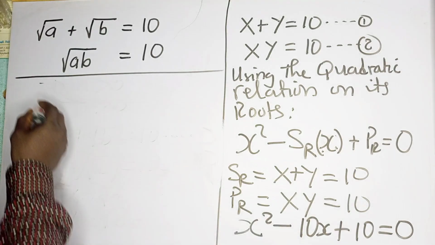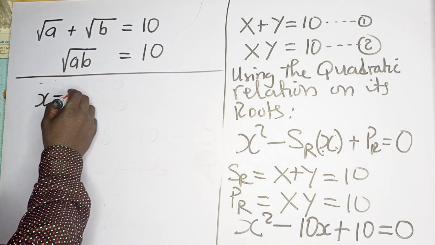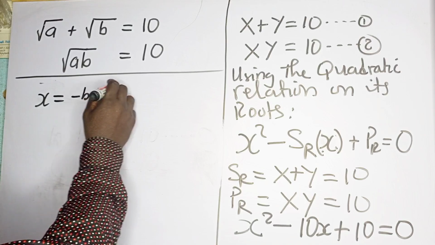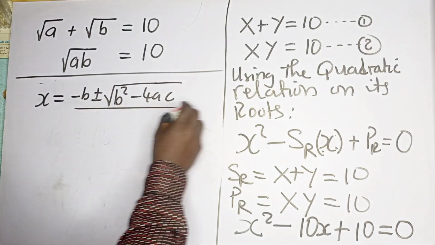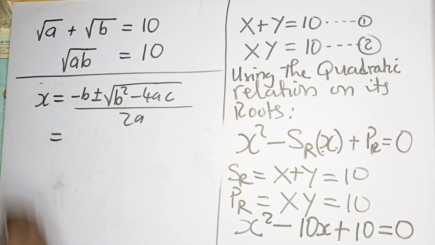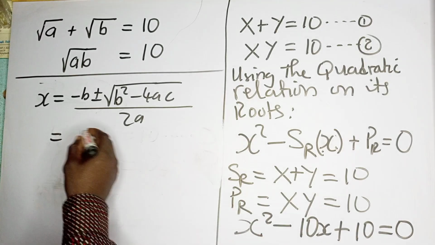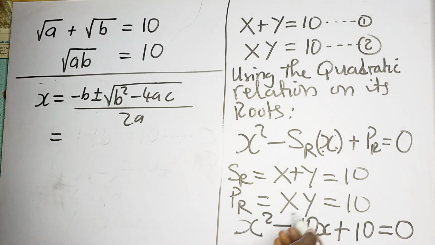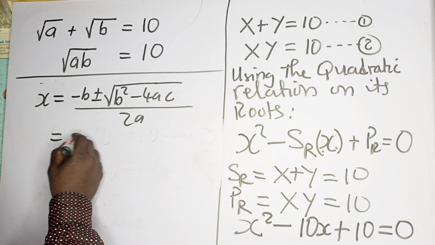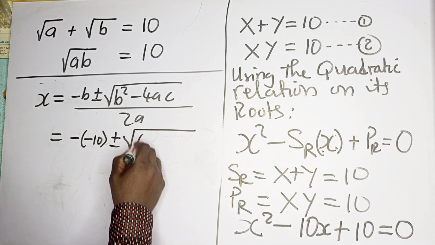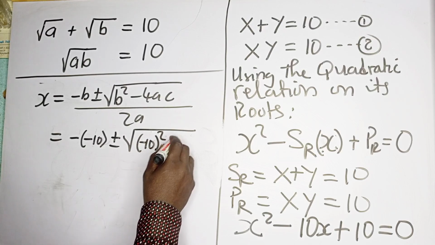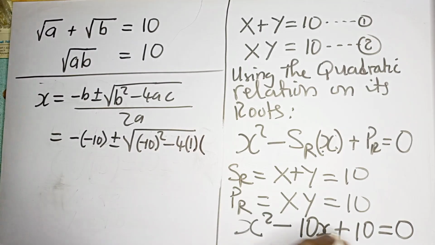Let's solve for the two values of x. x is equal to minus b plus or minus the root of b squared minus 4ac, all over 2a. If we collect our information very well, a is the coefficient of the x squared term, which is 1, and b is the coefficient of the x term, which is negative 10. So we're going to have negative 10 plus or minus the square root of b squared, negative 10 squared, minus 4 times a, which is 1, and c is 10.